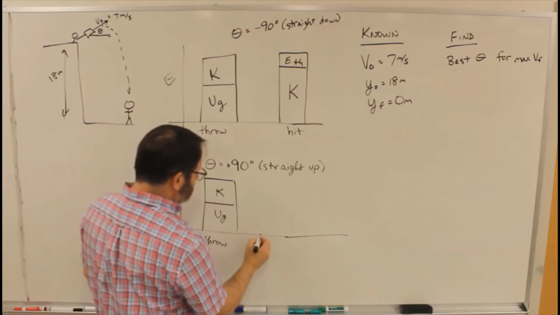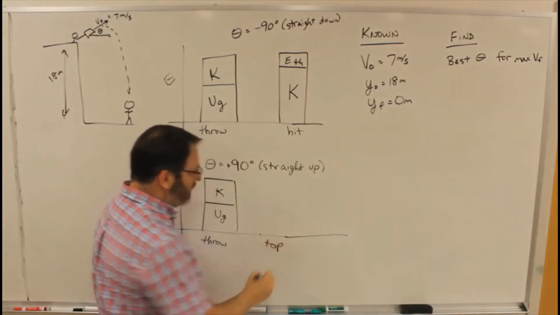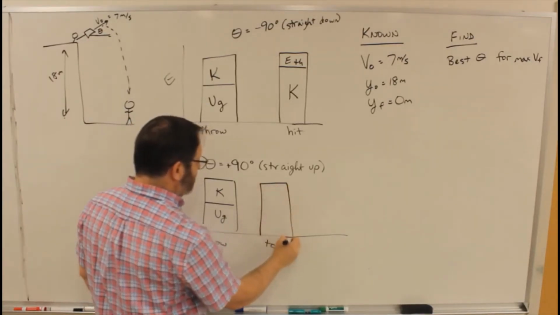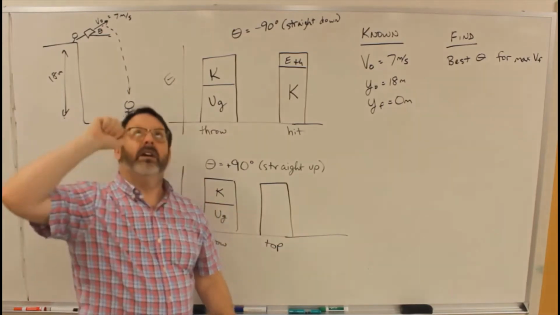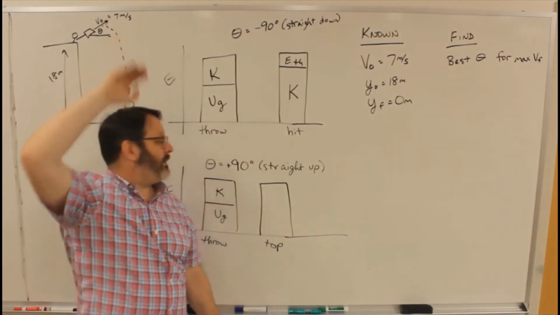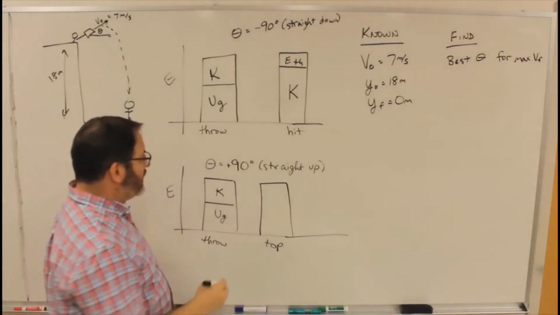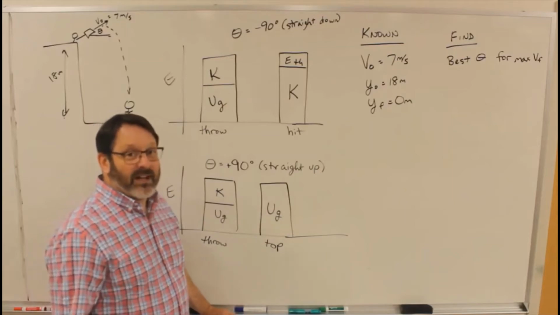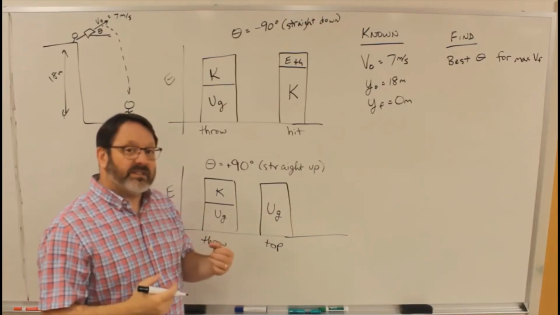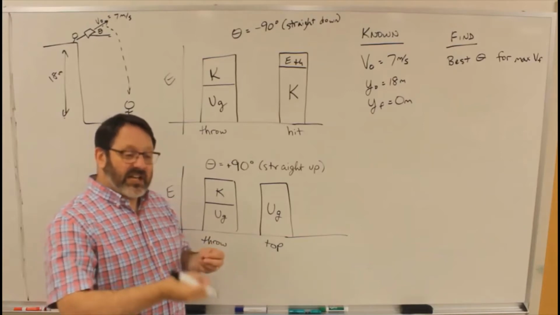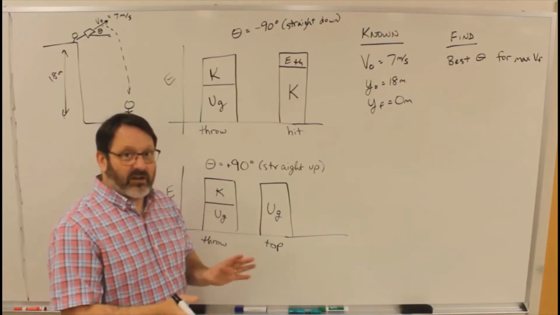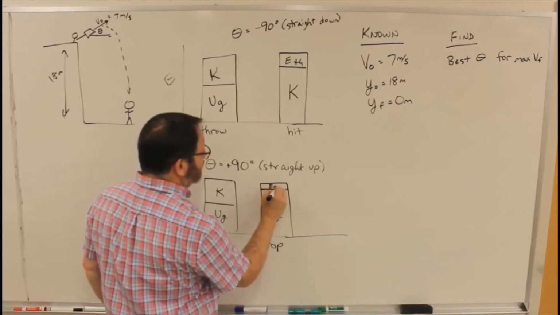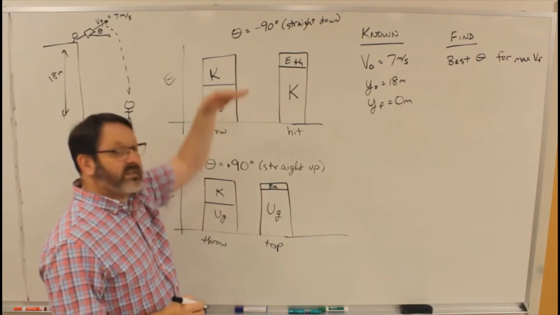There are a couple of other interesting places along the way. What about when it reaches the top? When it reaches the top of the flight, it goes up and stops. No kinetic energy. So it would be all gravitational potential energy, except that we've got air resistance. The air resistance is going to be continually changing energy into thermal energy along the whole way. So gravitational and some thermal when it reaches the top.